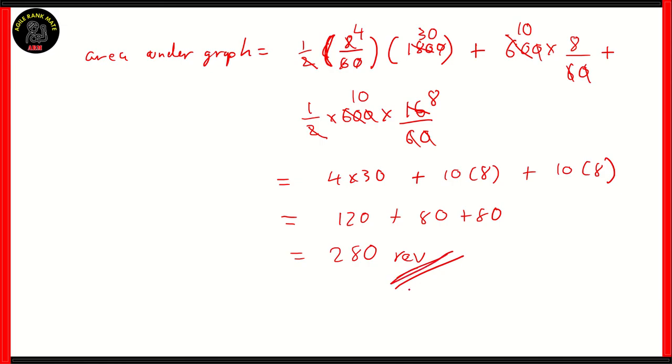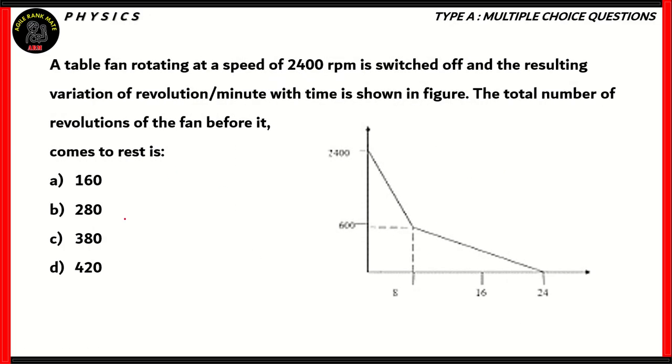And since we're counting total revolutions, the total revolutions from 2400 RPM to 0 RPM is 280 revolutions. So if we look at our options, you can see that option B, 280, is the right answer. So what we did was, we understood that this was an RPM versus time graph, and we need to find total revolutions. So all we had to do was calculate the area. We used mensuration. We also had to take note of the fact that the time was given in seconds, so we had to convert that into minutes. The rest of it is simple arithmetic, and we got the answer as 280 revolutions.